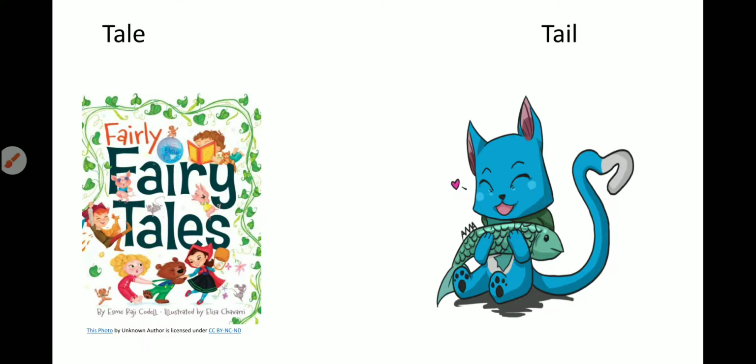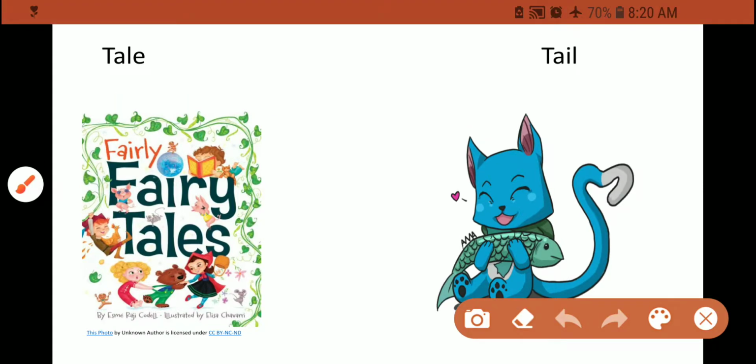So you could make a sentence with this tail and say the cat's tail got stuck. That means the tail was trapped somewhere. Maybe between the door. We could also make a sentence with this tale and say, my grandma always tells me tales at night.